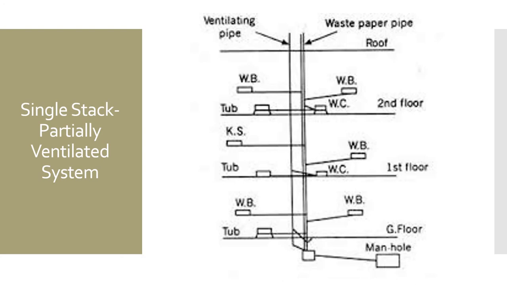This ventilating pipe is connected to your water closets and your tubs, because wash basins and kitchen sinks also produce foul smells, but water closets and tubs create more of it. Hence, so that the system doesn't get full of foul smell and choke, you create a ventilating pipe so that the foul smell gets out easily.